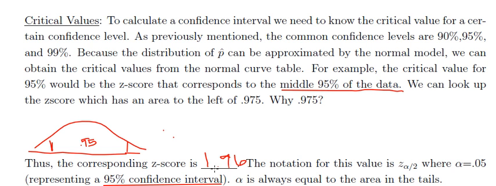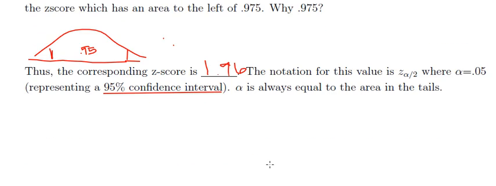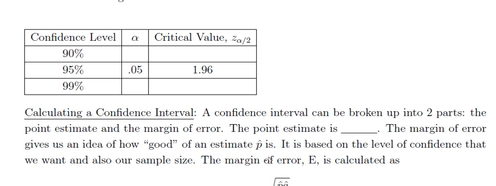So we can get all the confidence critical values from the table, but we don't need to do that because we only have a few that are common. And if we use a 90% confidence level, then the critical value is 1.645. And if we use a 99%, then it's 2.58.